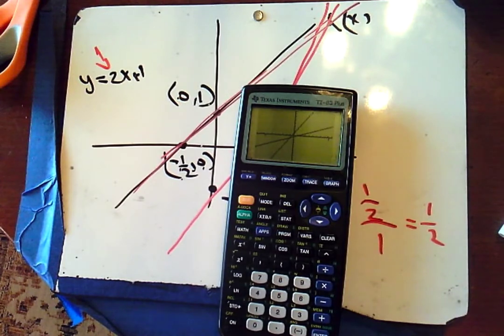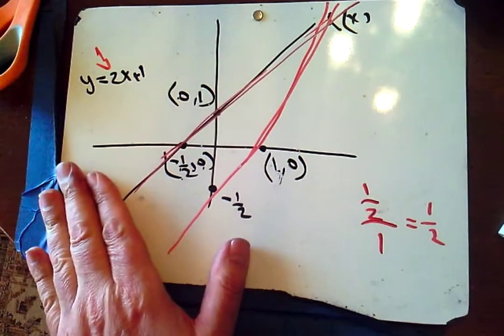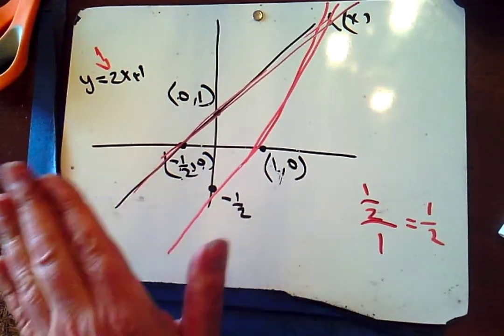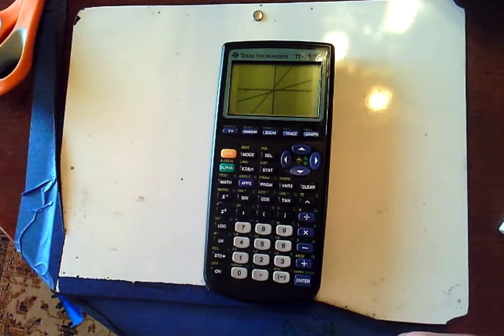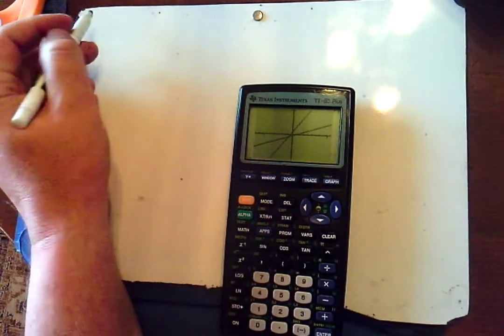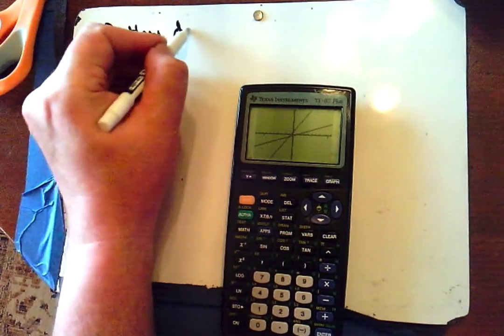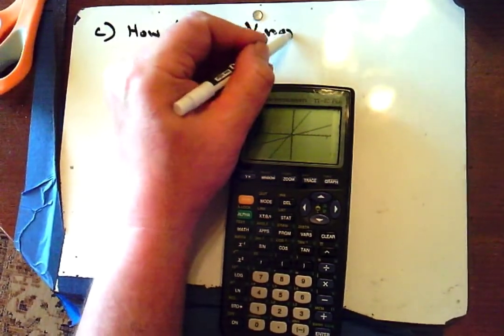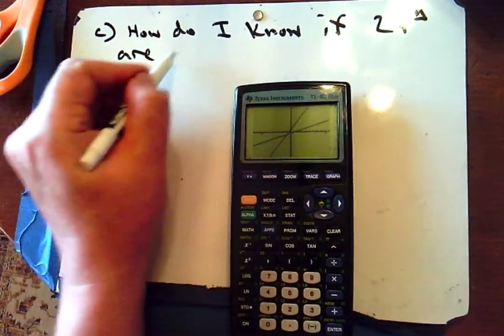There we go. Now, something else. We talked about how to make an inverse from a graph, from a table, and from some algebra. But what if I'm already given two functions? How can I tell if two functions are inverses of each other? That's the third question regarding inverses. How do I know if two functions are inverses?